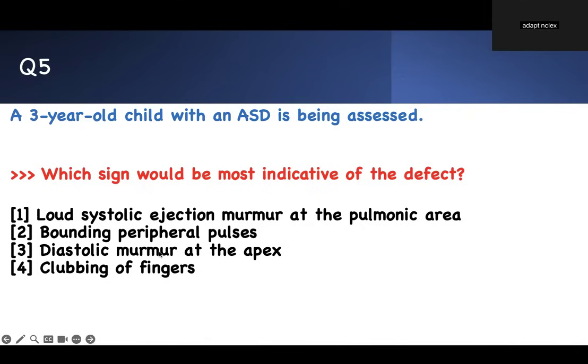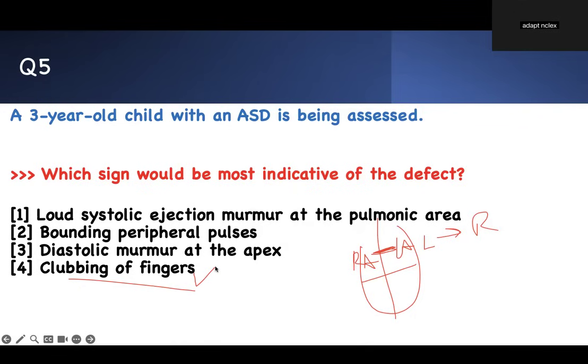Once again, break down the content, stop the video. You have to know what ASD is. ASD is between the two atria. We have the right atrium and the left atrium. That means there's a connection between them, right? So that's number 1. Blood is flowing mostly from the left to the right. And the way to remember what kind of information you will see is: is the oxygenated blood going back to the lung? Therefore, they don't have clubbing of the fingers. They are not going to be blue.